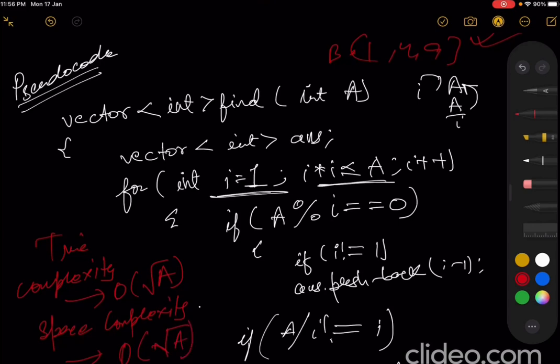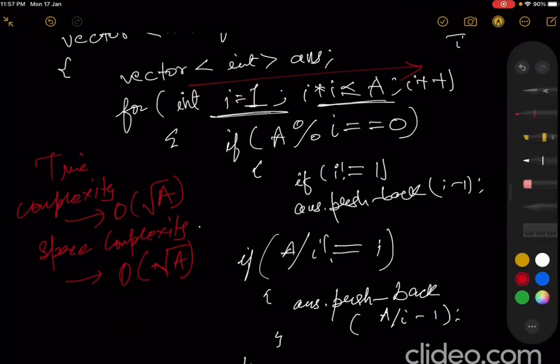Now the reason why space complexity is order of square root of a is because we are iterating over square root of a values of i, and in the worst case, if a modulo i is equal to 0, then you push back i minus 1 in the answer, and if a by i is not equal to i, then you push back a by i minus 1. So at most there can be 2 times square root of a elements pushed to your answer, because we are iterating only square root of a times, and each time we push 2 elements: one time i minus 1, another time a by i minus 1. So that's why this complexity will be order of square root of a.